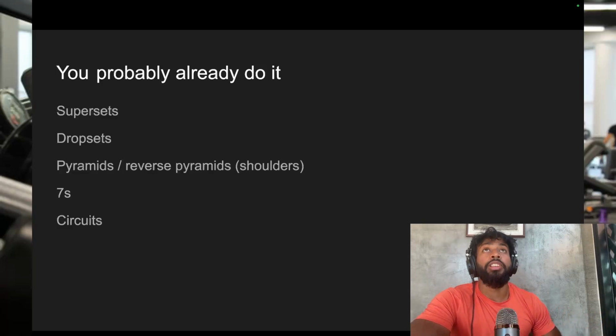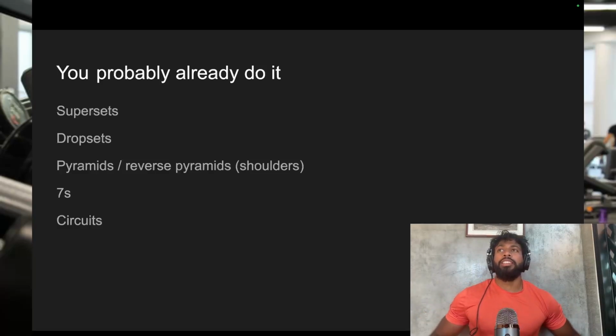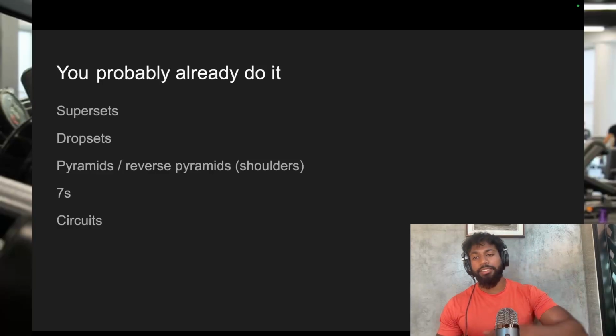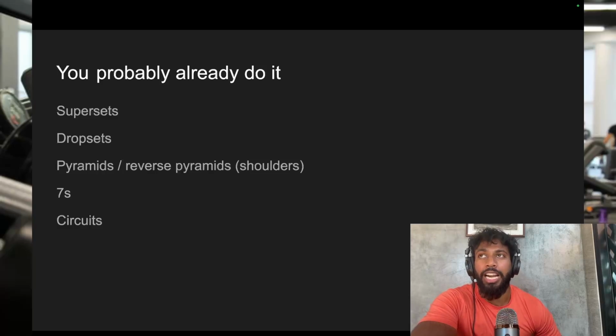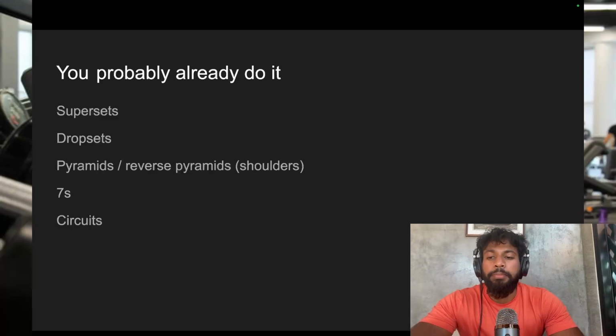Pyramids, reverse pyramids. I'm not talking about a full pyramid where you rest in between each set, but rather the ones where sometimes people will build up with lateral raises. They'll do a lightweight as a warm-up, then they'll build it up, then they'll build it up immediately. They're doing their sets back to back to back, then they'll go back down again. Those kind of pyramids, those kind of reverse pyramids. 7s, people do 7s with their shoulders again. You do half the movement with 7 reps, another half the movement with 7 reps, and you do the full movement with 7 reps. Circuits. So if you've ever done these methods of training, then you have trained density in some way.